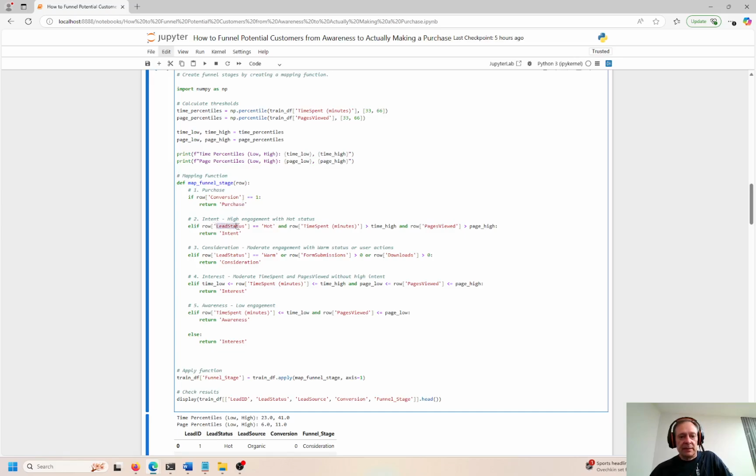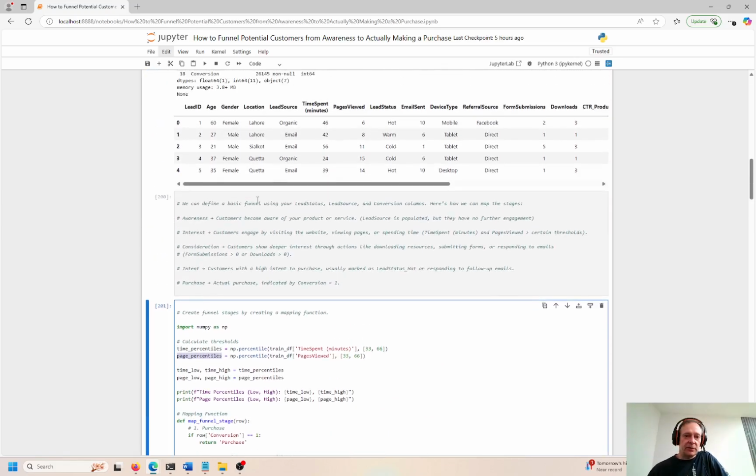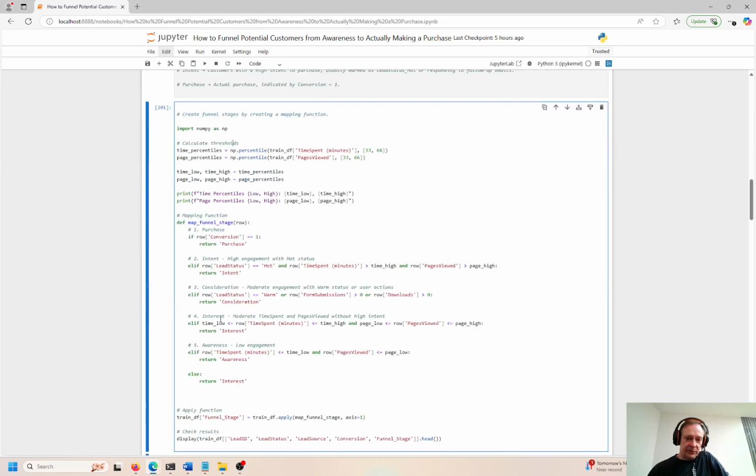If lead status is hot and time spent in terms of minutes is high time. Okay, we get the high time over here and low time from this time percentile. So we have an upper threshold and lower threshold, 33 to 66, and page percentile, again, 33 to 66. So how many pages are you clicking on and how much time are you spending on that website? That's what we're trying to define, how close a customer or a potential customer is to becoming an actual customer.